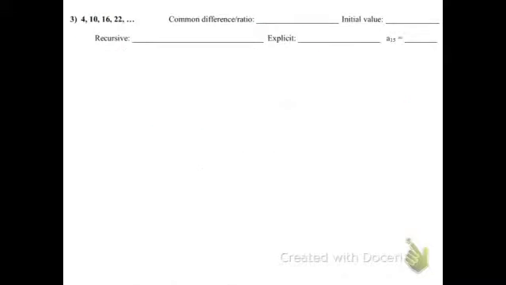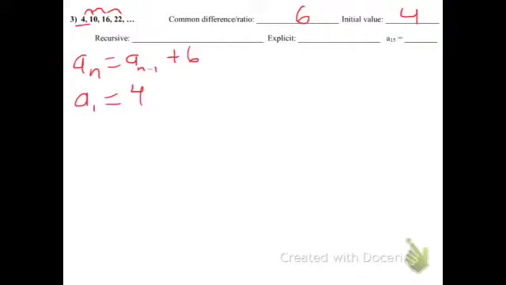Alright, and it's time for number 3. The pattern on this one is add 6 every time. And so my common difference is going to be 6. The initial value is the first number, which is 4. And we're going to write a recursive function, a sub n is equal to a sub n minus 1 plus 6. And then we have to write down the initial value, the starting point, which is 4. And there's our recursive function.